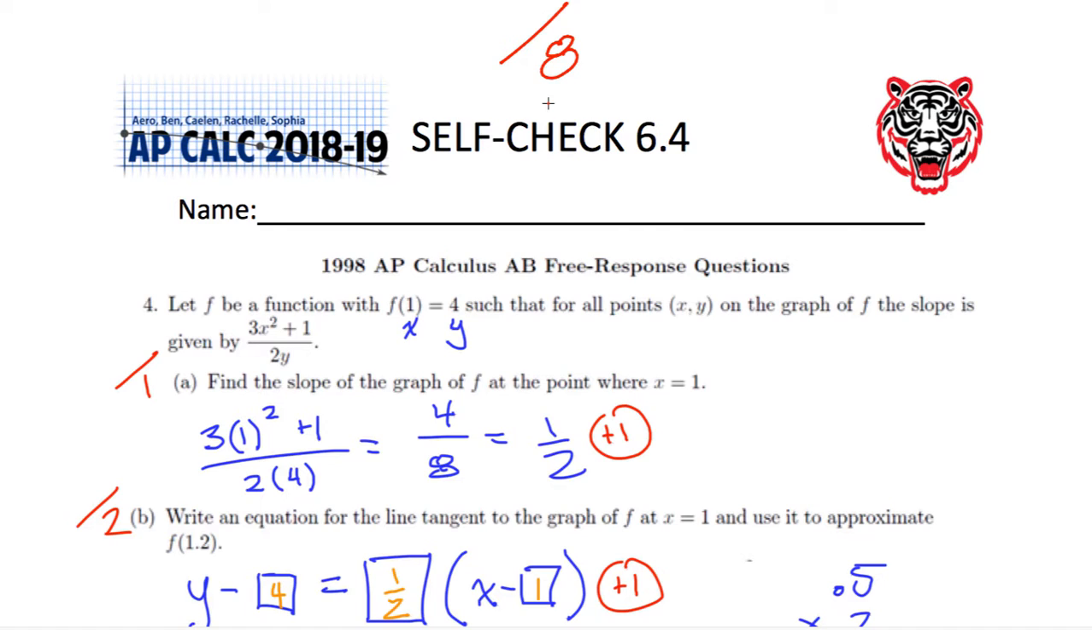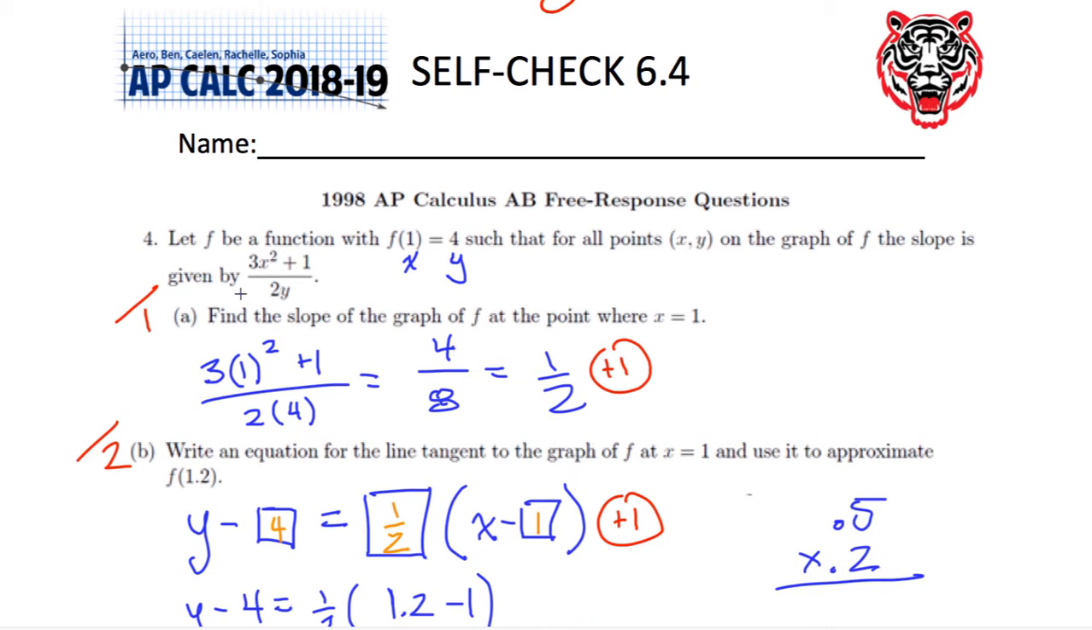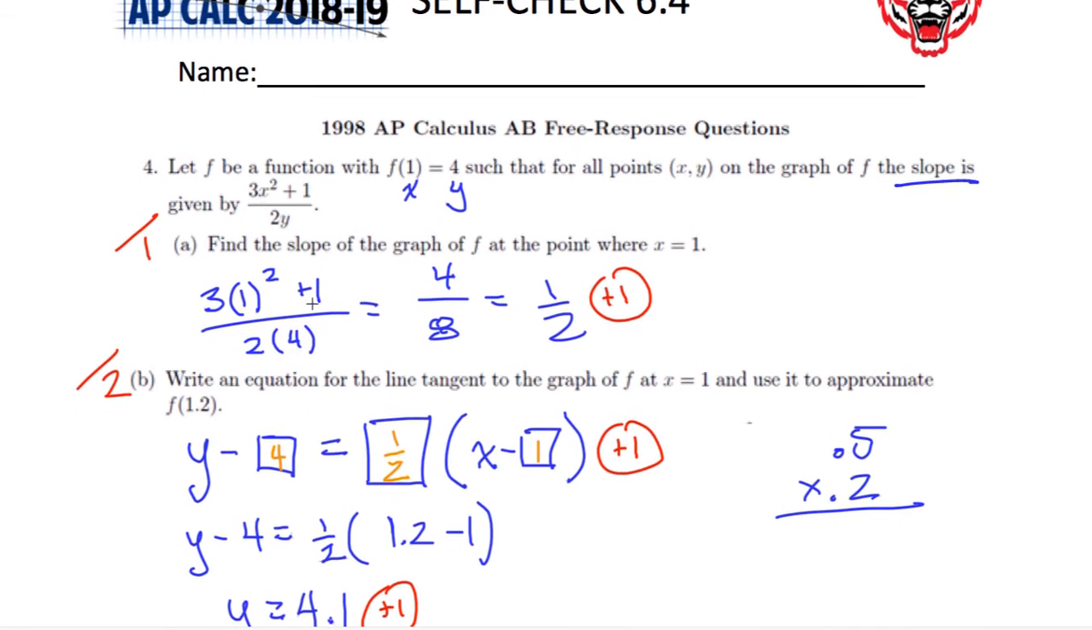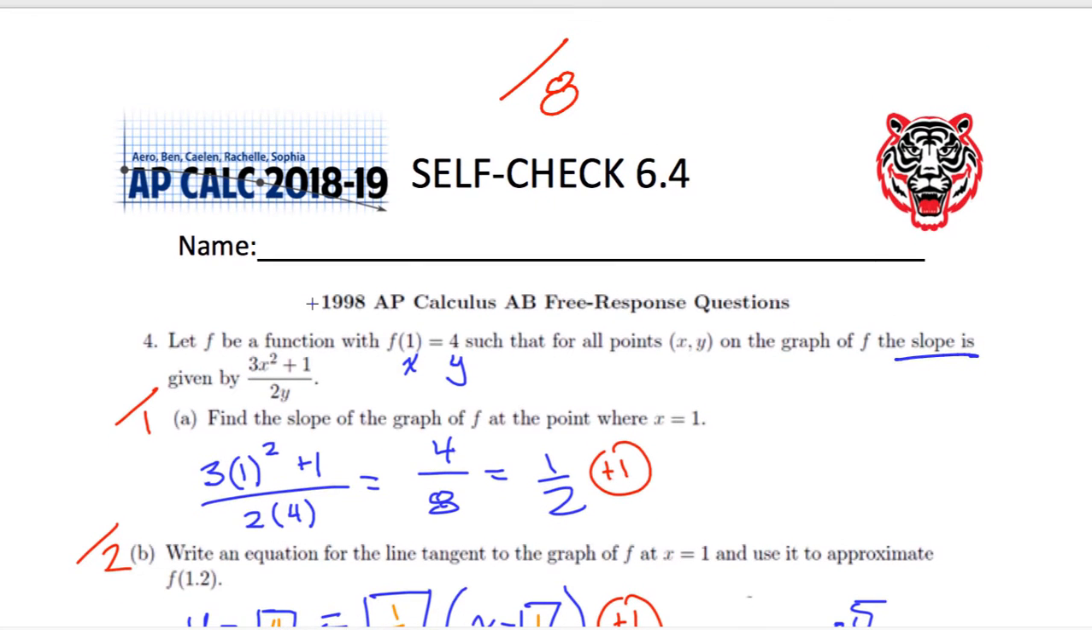What type of messing up directions? I thought that the 3x squared plus 1 over 2y was y and not y prime. Yeah, that'll mess up the whole problem. Dang, okay. Yeah, just take your time. I think that's the strategy. Yeah, so the slope is. Yeah. All right, Ben, what'd you get? 8. Very, very nice. Yeah, okay. And that concludes self-check 6.4.